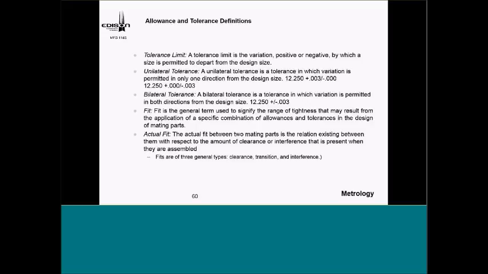I'll tell them, again, the unilateral tolerance is a variation in one direction. Doesn't matter if I go high, doesn't matter if I go low. It's only in one direction from the nominal size. And then bilateral tolerance is both directions.